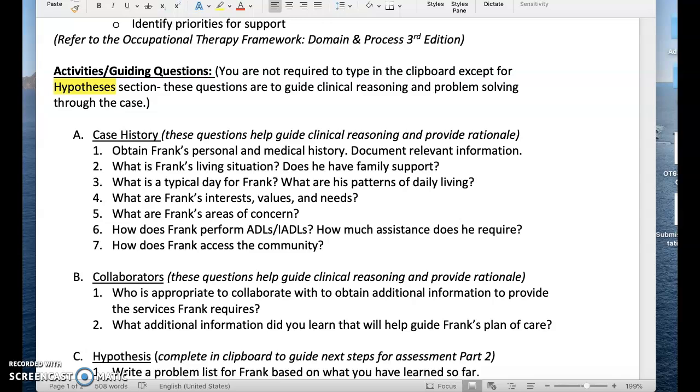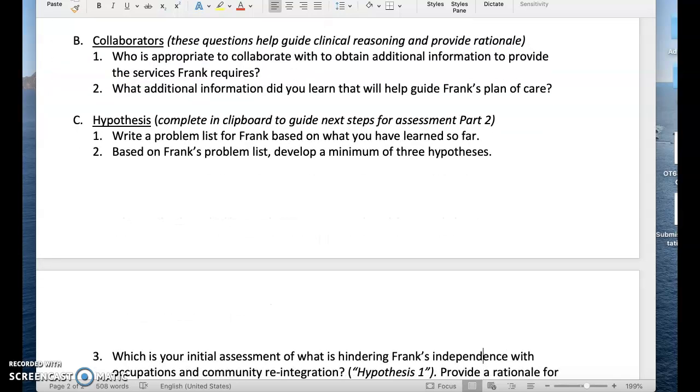When you're going through the guiding questions for today, you are not required to type the answers in the clipboard except when you get to the end at the hypothesis question. The activities and guiding questions are merely to help guide your clinical reasoning and problem solving throughout the case.